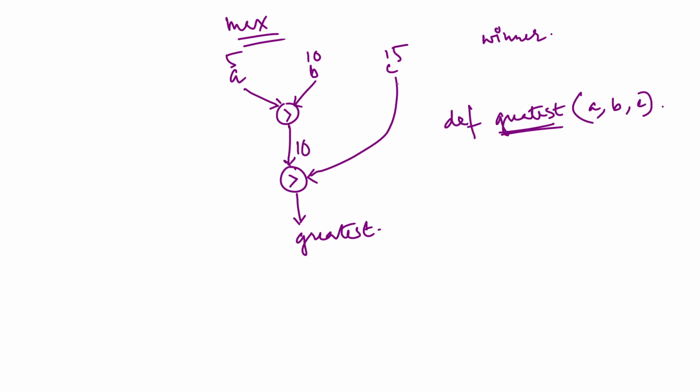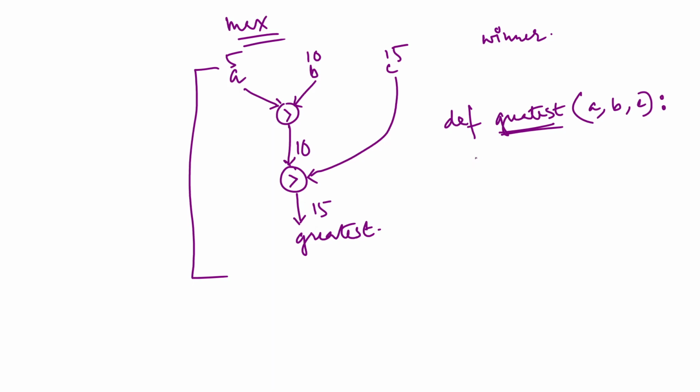The winner of the second match will be between 10 and 15, right? And the result would be 15, right? So we define the function greatest, which takes 3 arguments, A, B, and C, and it gives you the larger of these 3 numbers, right? Now, how do you get the larger of these 3 numbers? Let's go with this analogy, the series analogy, a series of comparisons, a series of matches, right?